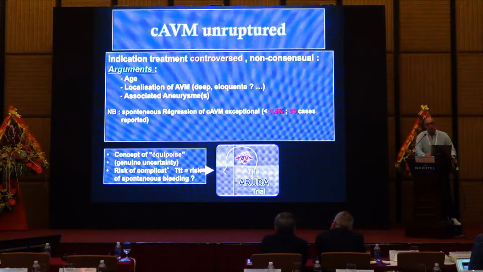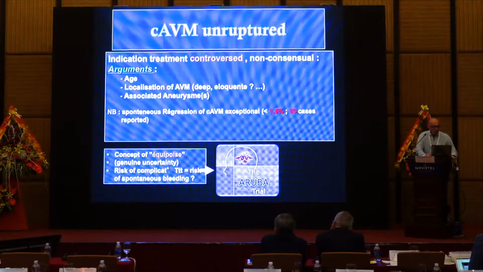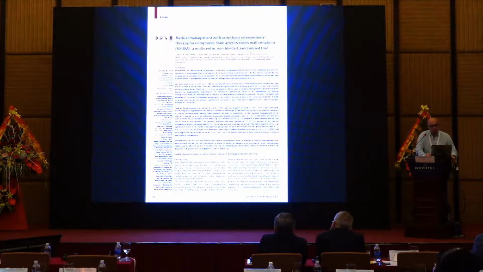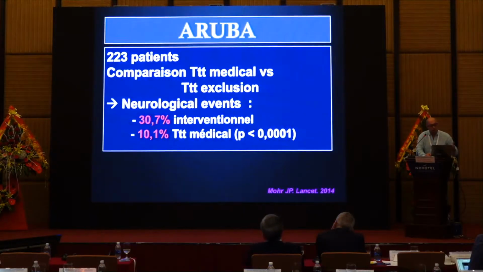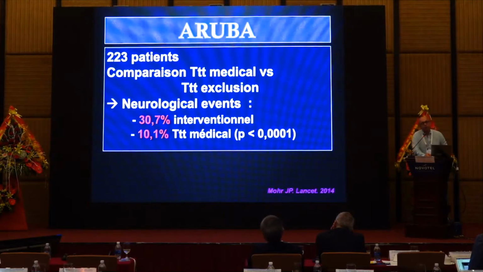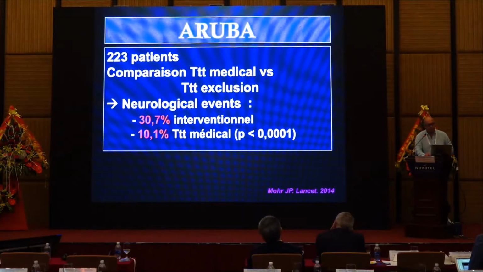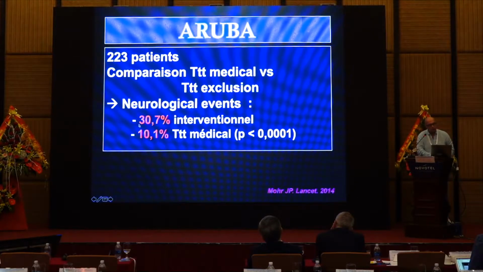But the general trend now is to follow the ARUBA trial, which says that you must not treat patients that had unruptured AVM, because the risk of the interventional treatment is much higher than the risk of the medical treatment or of the natural history of this pathology.